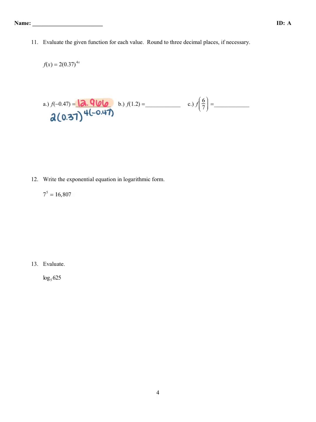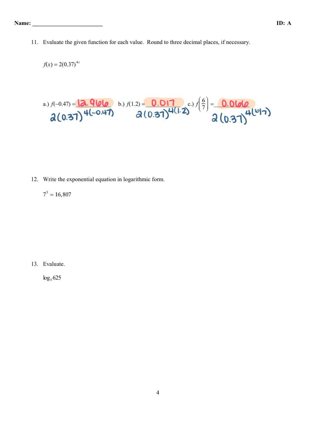For b, you're finding f of 1.2, so that's going to be 2 times 0.37 to the power of 4 times 1.2. So that'll give you 0.017. For c, you're finding f of 6/7, so that's going to give you 2 times 0.37 to the power of 4 times 6 over 7. So that'll just simplify to give you 0.066.